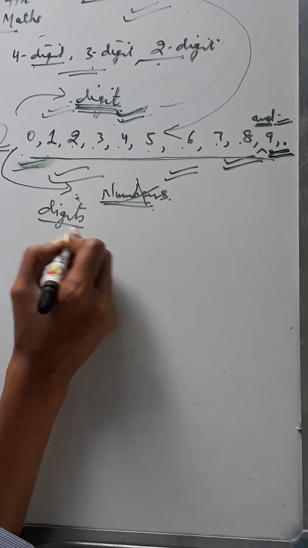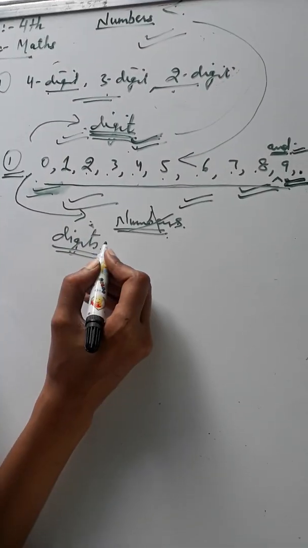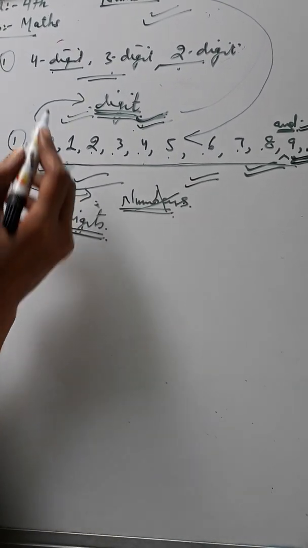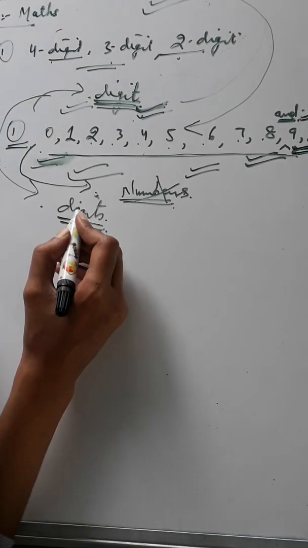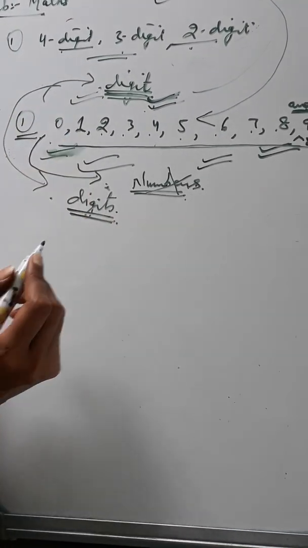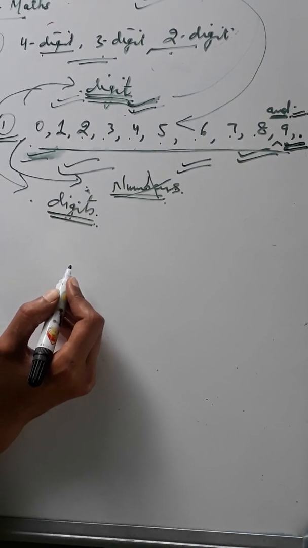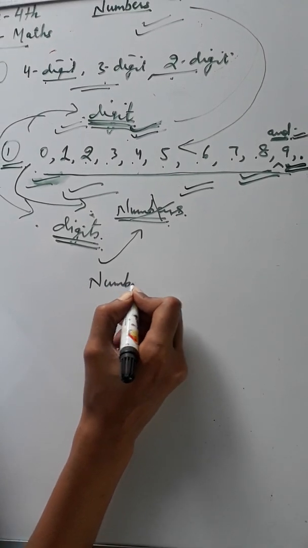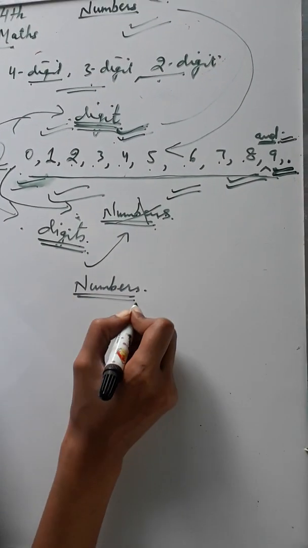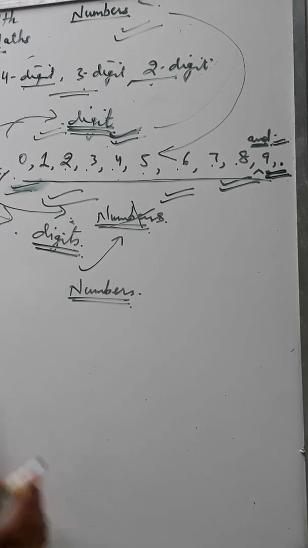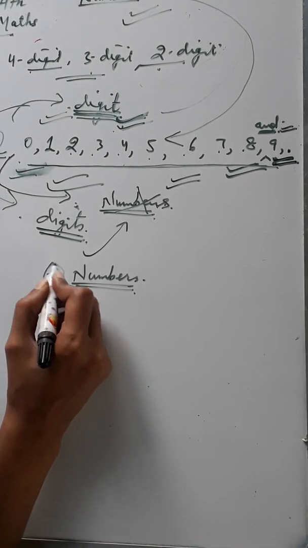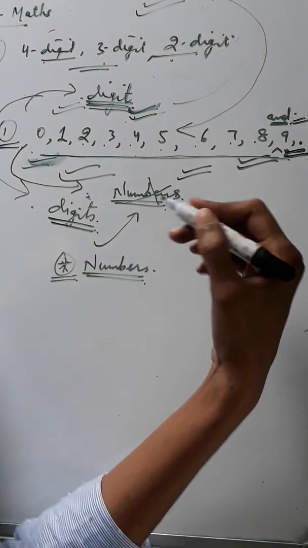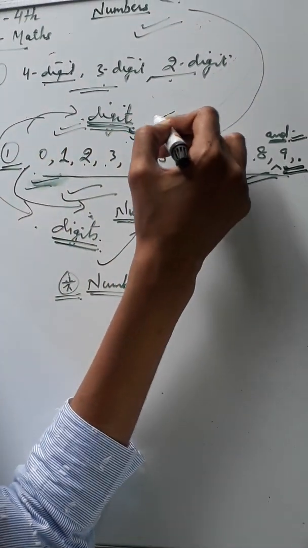These are called digits. So your point about digits is cleared now. So I will move to the topic numbers. Before starting numbers, you have already learned the term digit.